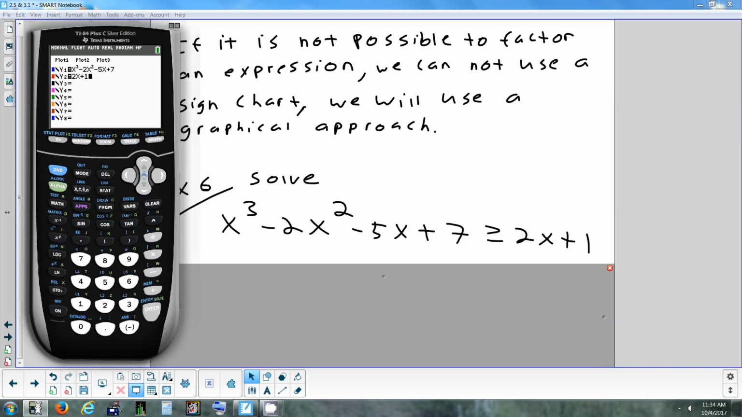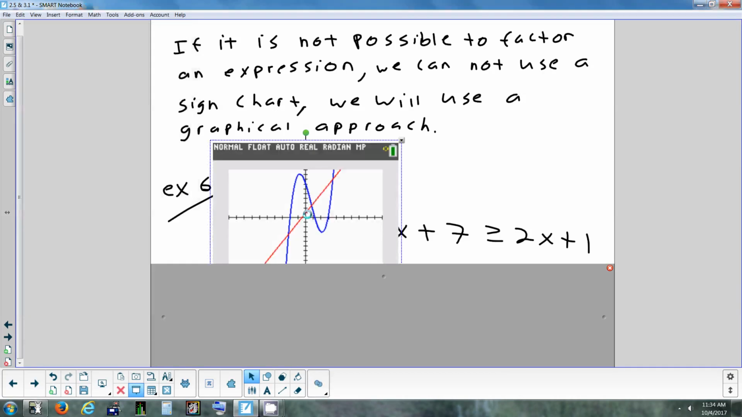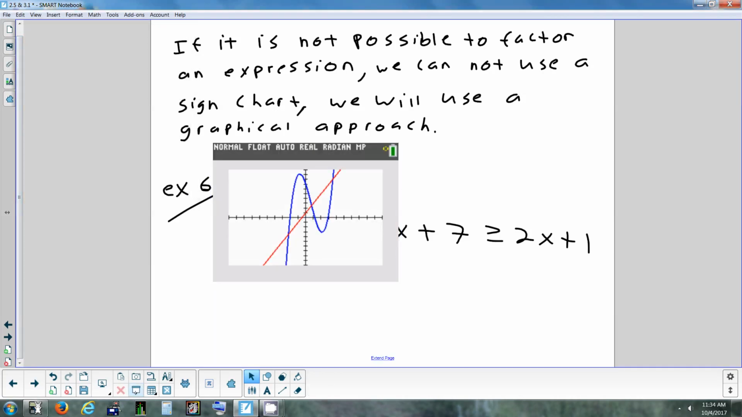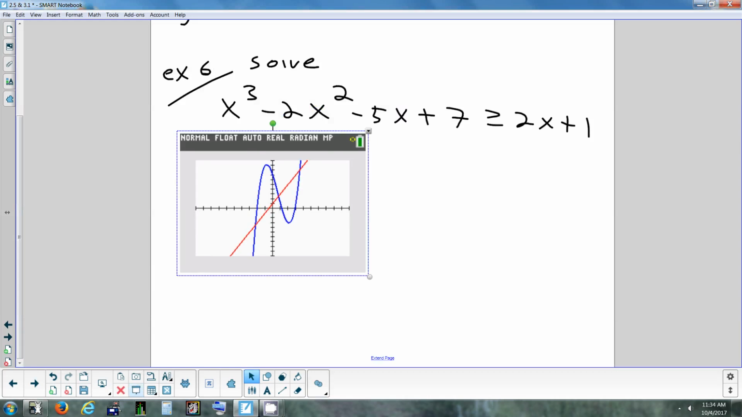Okay, so I did the x cubed in blue. I did the 2x plus 1 in red. I'm looking for where the blue is above the red, or equal. So let's do zoom 6. And keep in mind what I just said. We're looking for where the blue is above the red. Okay, so let's look at that picture. Make it a little bigger.